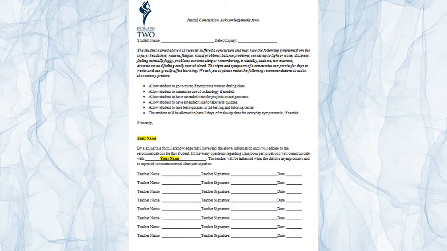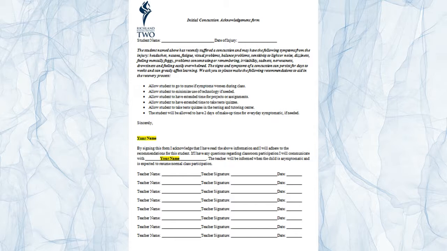So we have a form that we can send out to teachers notifying them that one of their students has sustained a concussion. Sometimes it may come by email, or you may see this initial concussion acknowledgement form. Some of the accommodations would be to allow the student to go to the nurse if the symptoms worsen during class, allow the student to minimize use of technology if needed, allow students to have extended time for projects or assignments, tests, quizzes, let them go to the tutoring center to make up missed quizzes and tests, and to have 2 days of makeup time for every day symptomatic if needed.